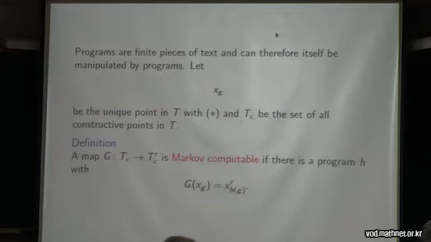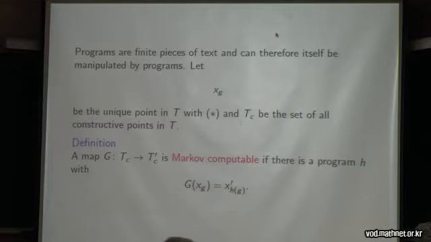And these are the constructive points, and we say TC should be the set of all constructive points. And then Markov defined another way when a map on the constructive points is computable. I call it Markov computable. So in the following way: suppose you have such a constructive point and it's determined by a program G. Then you want to know how you can determine capital G of xg.